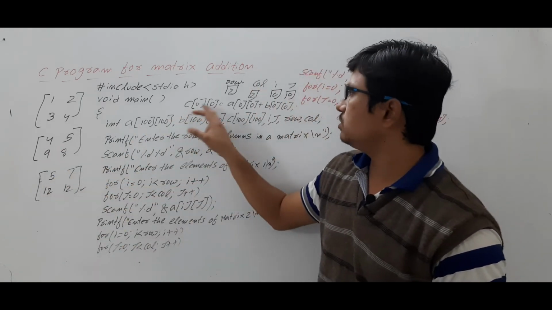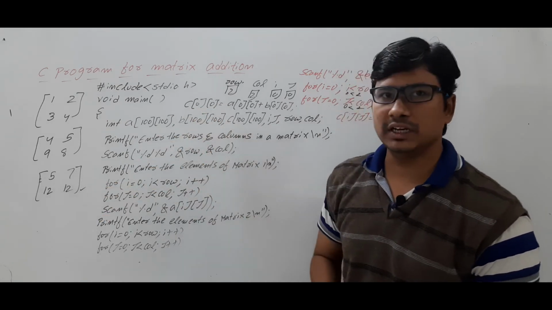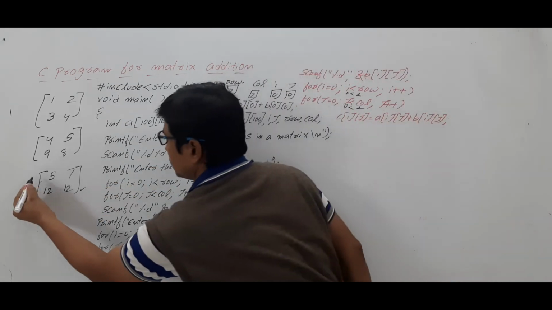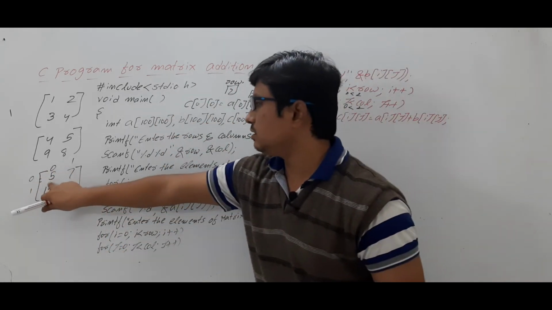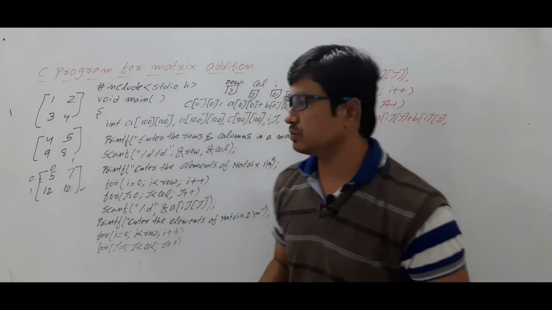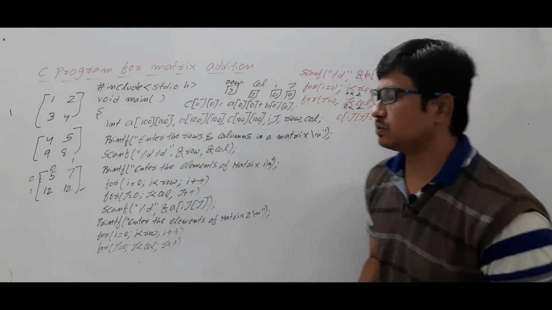Why am I telling it as 0 0? Because for the first row the index will be 0, and for the first column the index will be 0. This will be 0 1, 0 1. This is the index. So that's why this location index will be 0 0, and there I want to store. Is it clear? I hope you have understood this logic.